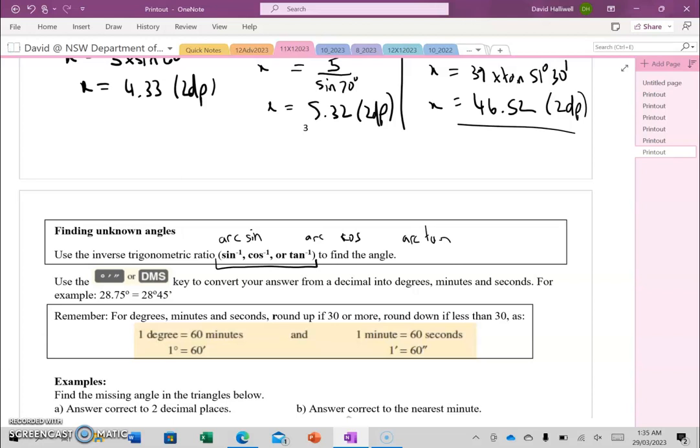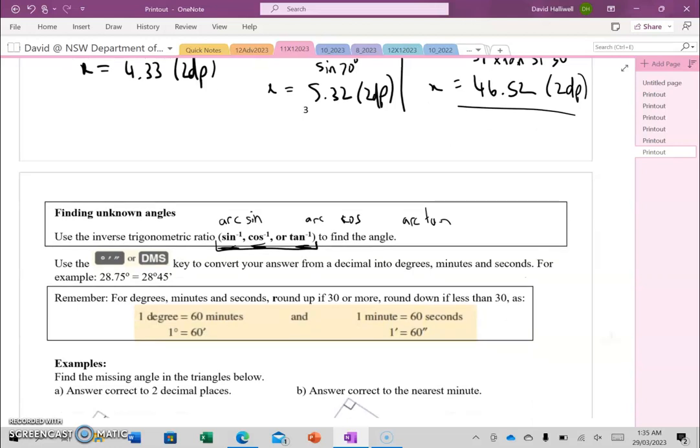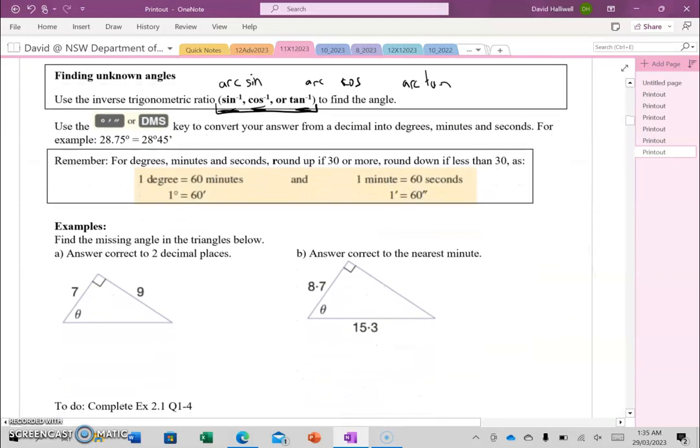But the key thing is to do this in your calculator, you need to press shift first. So shift sine will get you inverse sine. Shift cos will get you inverse cos. Shift tan will get you inverse tan. So whenever we're finding an angle, we'll do that. And then we often, after we get our answer, use the DMS button to convert from a decimal into degrees, minutes, and seconds. Remember, if you're in degrees, minutes, and seconds, you round up if you're 30 or more, round down if less than 30. The reason why is because 1 degree is 60 minutes, so 30 and higher will round up. 1 minute is 60 seconds, so 30 and higher will round up.